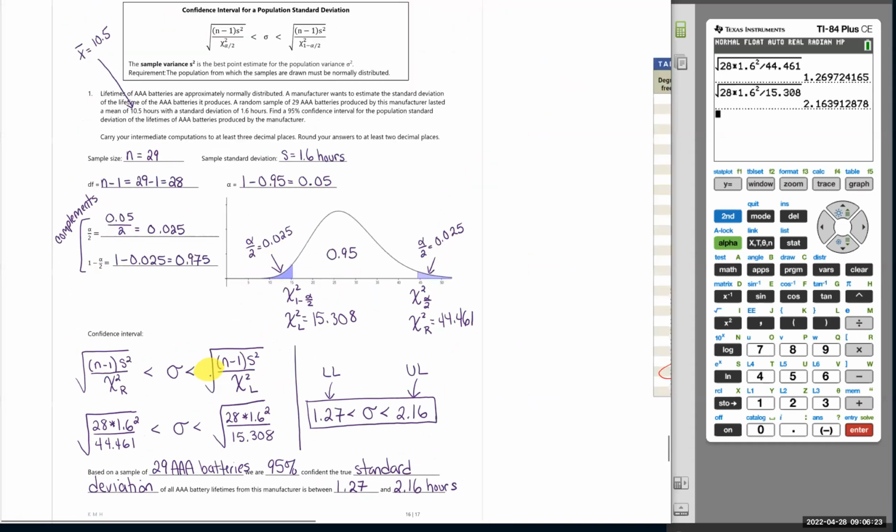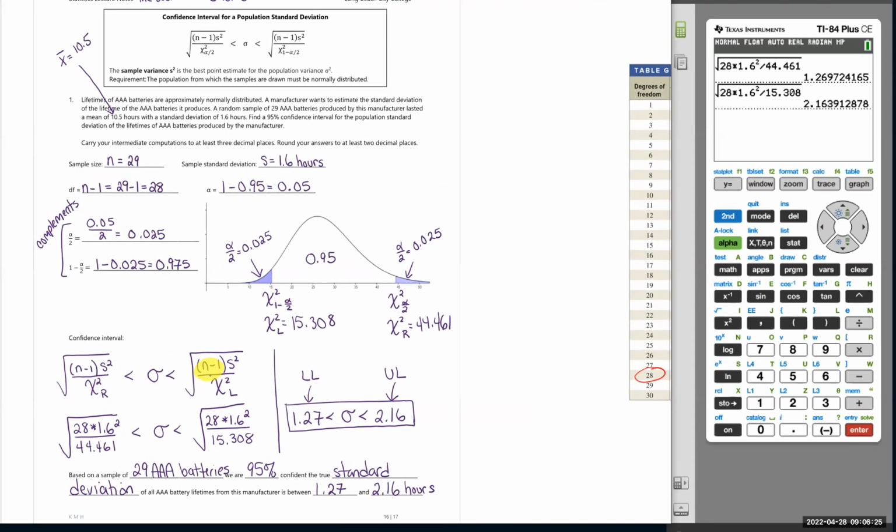All right, so we will do confidence intervals for standard deviation by hand. We have our formula, and the first step is to get those chi-square numbers and then substitute. Next we'll do one where they actually give us the data rather than just giving us the sample standard deviation.